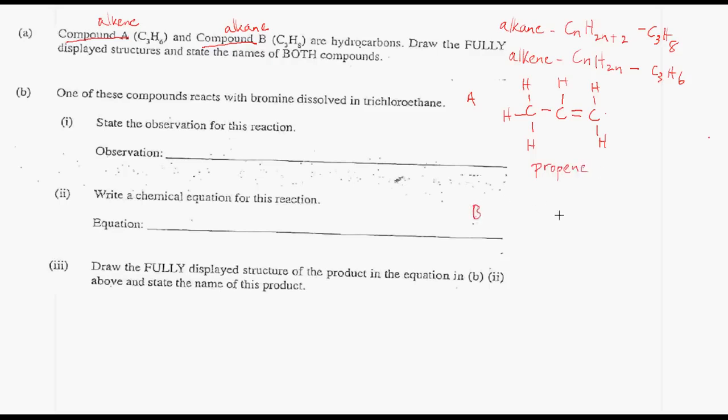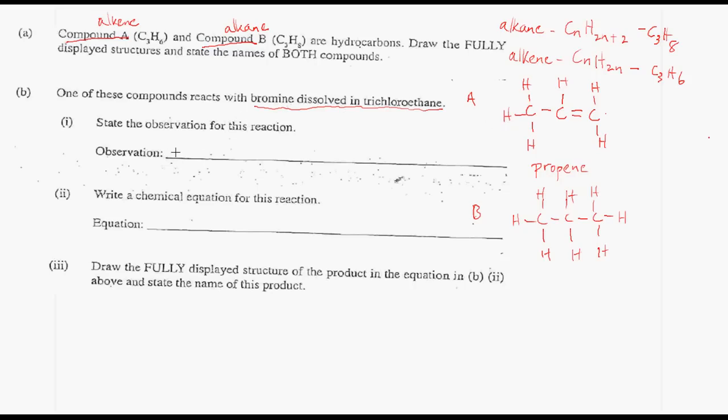And let's draw the structure for B. We said B is an alkane. It has 3 carbon atoms, so this will be the displayed formula for B. Now the question says that one of these compounds reacts with bromine dissolved in trichloroethane. When you see this reagent, especially bromine, we are looking for a reaction with an alkene. So A is the compound that is going to react in this case.